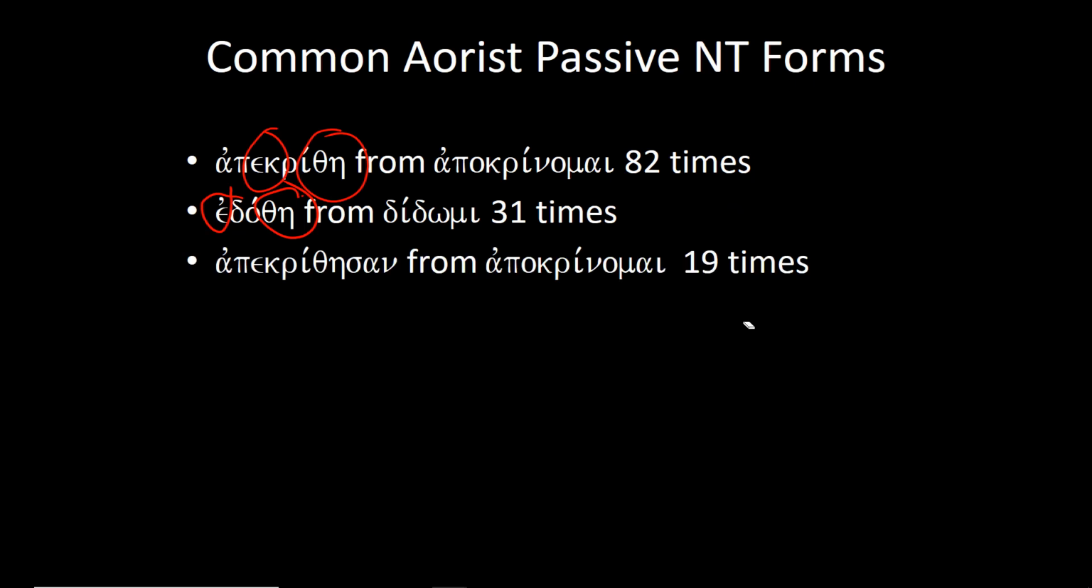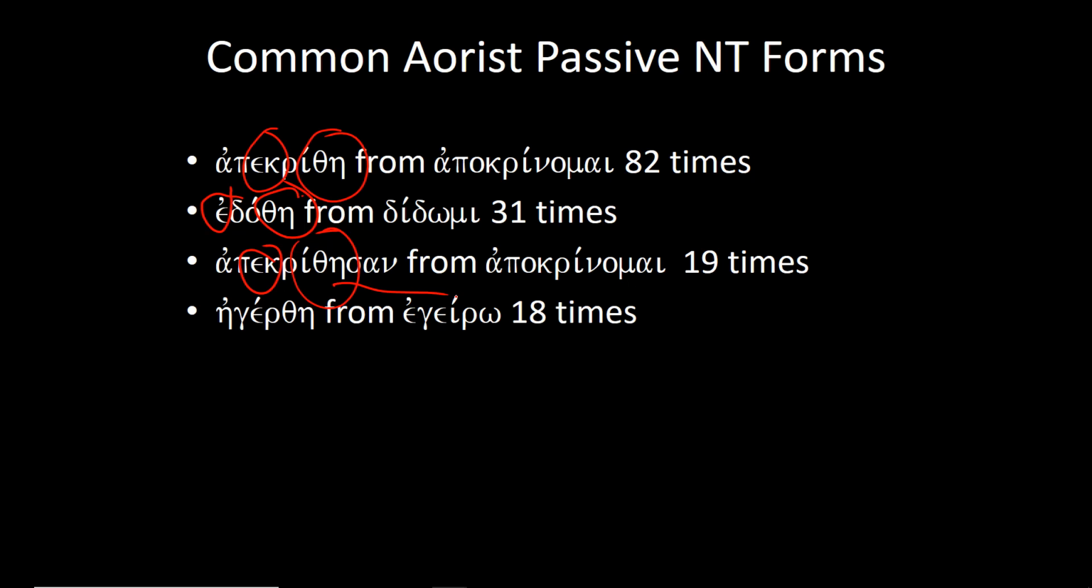Here's another one from apokrinomai, the same one as the first example. Looks very similar, just a different ending at the end. Apekrithēsan. So here's our augment. There's theta eta. We have the son ending because that's third plural. That's why it's important to find that augment at the beginning. They answered.